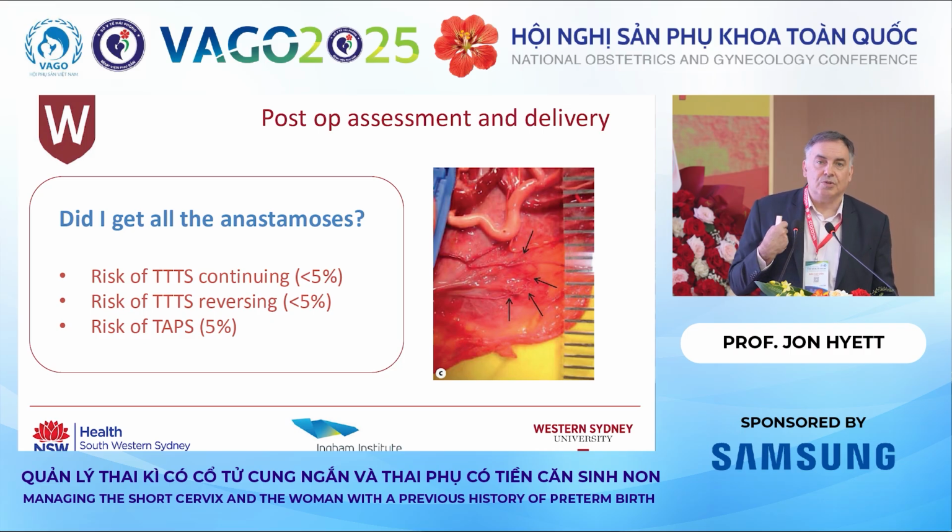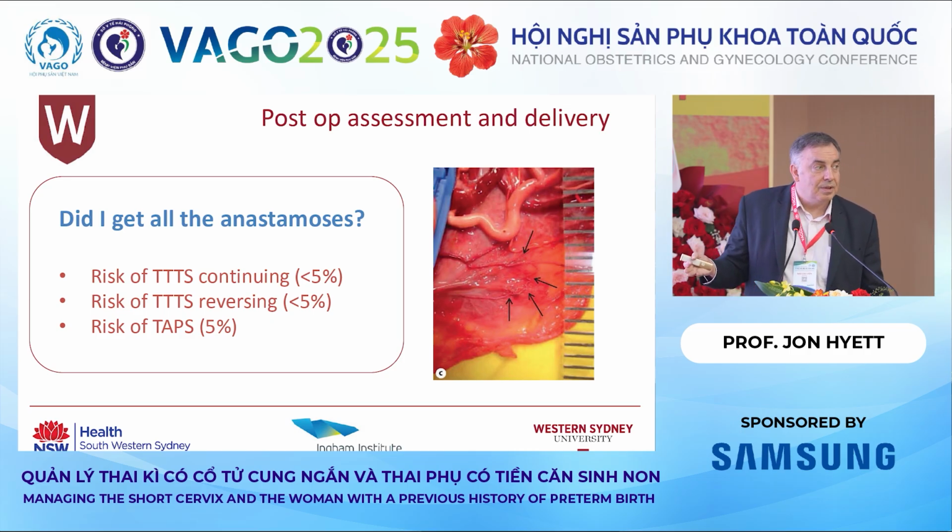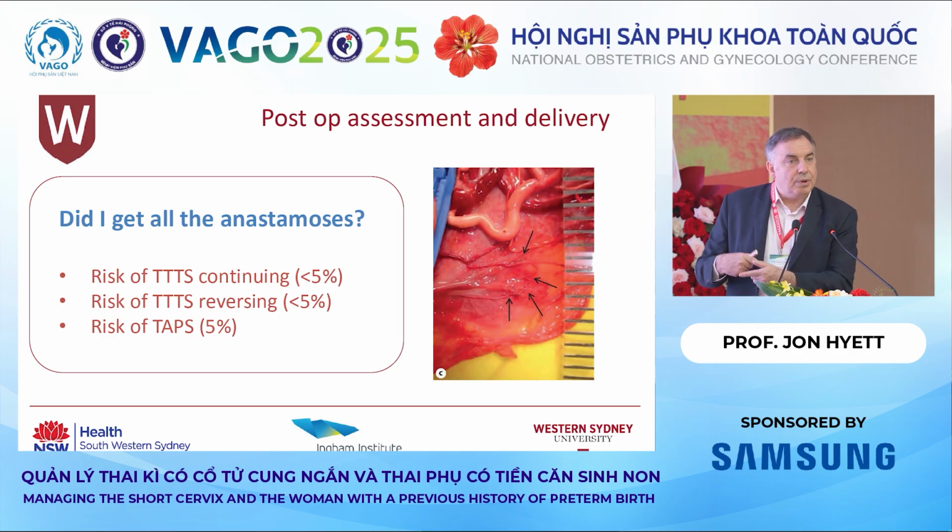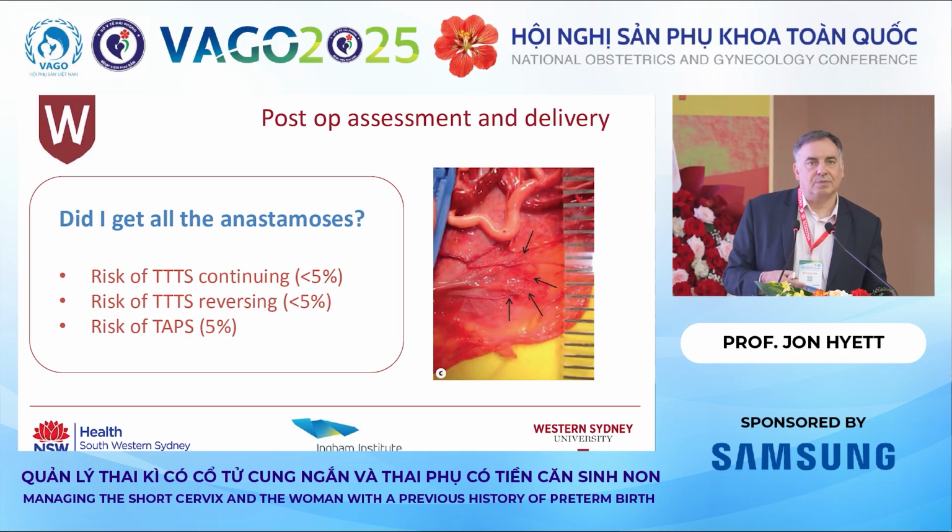And the reason that you really want to know you separated these twins is that there is a risk of ongoing pathology. So there's a risk of still having twin-twin transfusion. There's a risk of the twin-twin continuing but reversing, so the donor becomes the recipient, the recipient becomes the donor. And then there's also a risk of TAPS. And for us, about 2/3 of our cases of TAPS occur in situations where we've already done a laser.